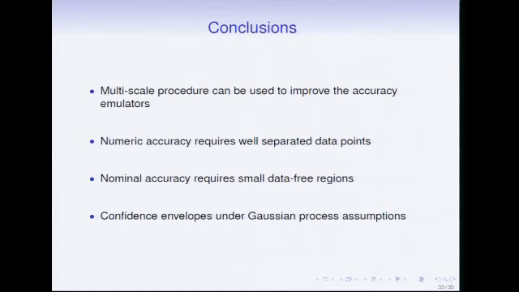And just some guidelines. Numeric accuracy requires well-separated data points. Nominal accuracy requires small data-free regions, so big holes in your data are bad. And you can get confidence envelopes under Gaussian process assumptions.